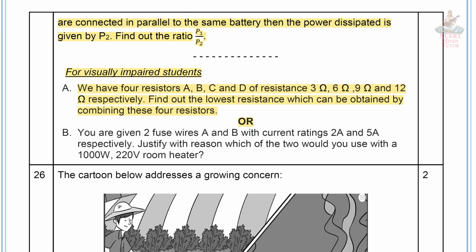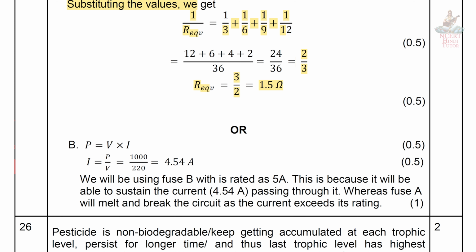Or B, you are given two fuse wires A and B with current ratings 2 ampere and 5 ampere respectively. Justify with reason which of the two you could use with a 1000 watt 220 volt room heater. Answer. We know power is equal to V multiplied by I. So I is equal to P divided by V. We know power is given 1000 watt and voltage is 220 volt. So 1000 divided by 220 is equal to 4.54 ampere.